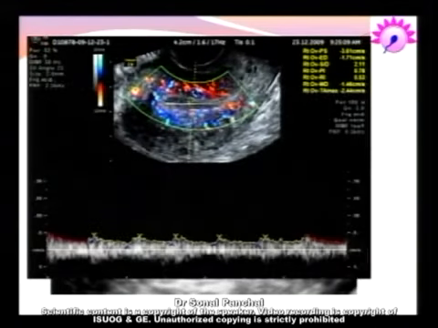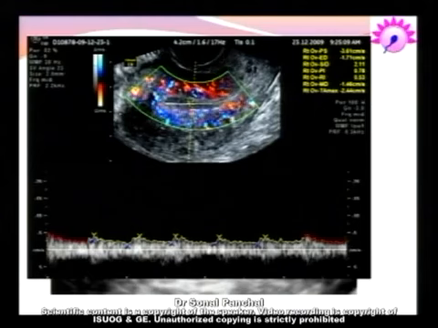So, if we sum up, a follicle which is at least 18 millimeter, with vascularity covering 3/4 of the circumference, with an RI of less than 0.4, PSV more than 10, would be good, with good global vascularity of the follicle and the cumulus.